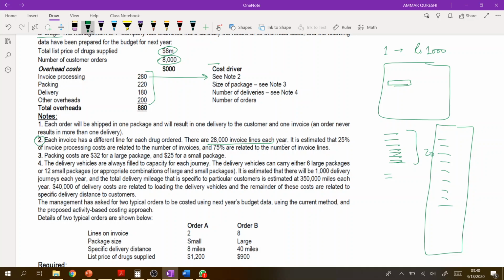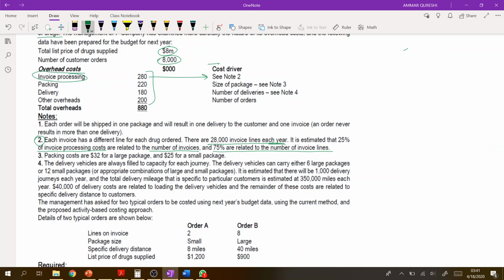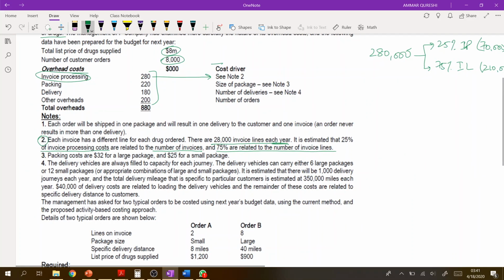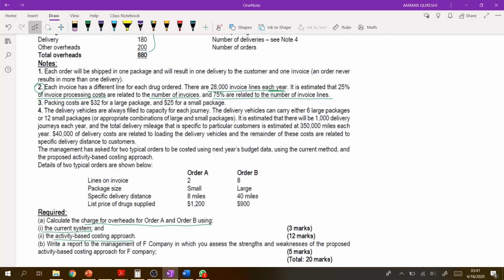There are 28,000 invoice lines each year. It is estimated that 25% of the invoice processing costs are related to the number of invoices, and 75% are related to the number of invoice lines. So the apparent invoice processing cost is given here. It seems that this is just one cost driver, but this 280,000 cost can be distributed: 25% is related to invoice processing, and 75% is related to invoice lines. So 280,000 times 25% is 70,000 related to invoice processing, and 210,000 is related to invoice lines.